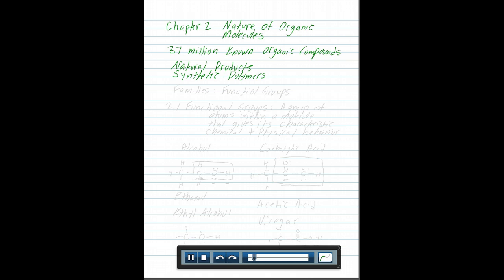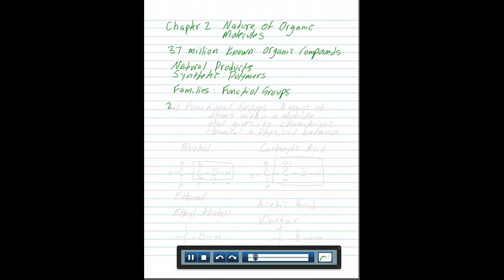And these compounds are broken down into something called families. This is what your book calls them, but most people call them functional groups. You have all these compounds, so you have to somehow organize them into groups. And these functional groups give molecules their characteristic chemical and physical behaviors.